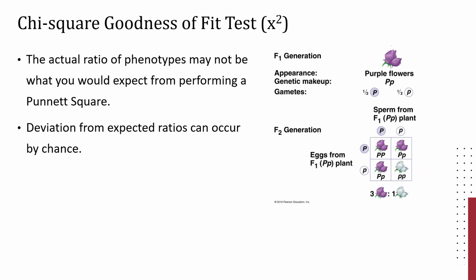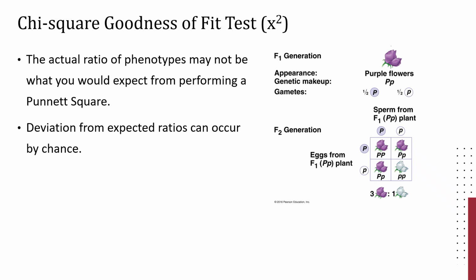The chi-square test is called the goodness of fit test, and basically what it's looking for is whether or not your observed ratios are a good fit for your expected ratios. So the actual ratio of the phenotype that you see may not be exactly what you expect from performing a Punnett square. Part of the reason is that a Punnett square gives us exactly 4 outcomes, or exactly 16 outcomes of different genotype combinations, and therefore a limited number of phenotype combinations.